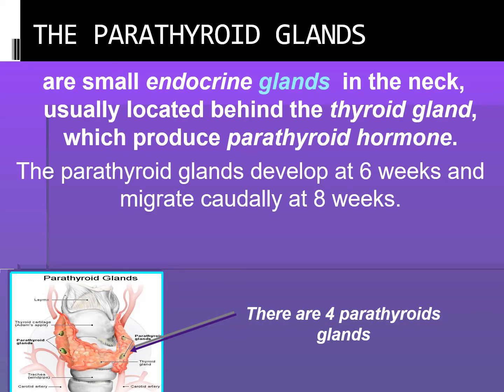The parathyroid glands are small endocrine glands in the neck of humans. Humans usually have 4 parathyroid glands located on the back of the thyroid gland. The parathyroid gland produces and secretes parathyroid hormone in response to a low calcium, which plays a key role in regulating the amount of calcium in the blood and within the bones.